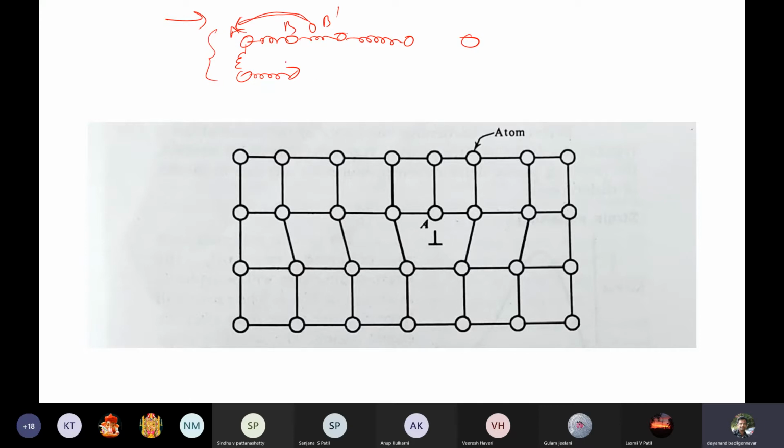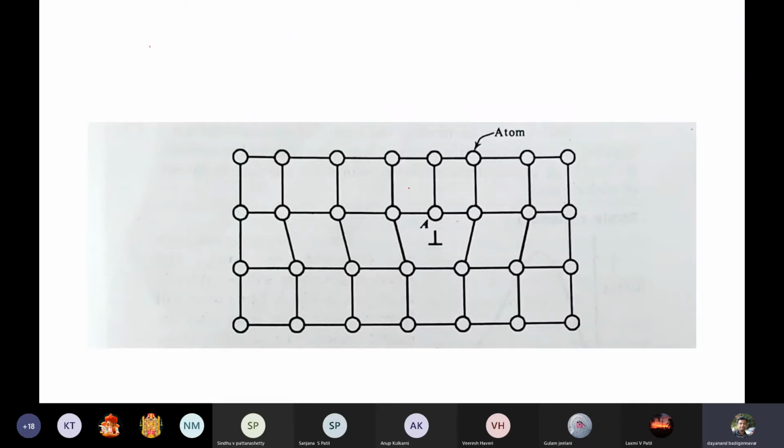When they are interacting with each other, they are producing a restoring force. So this restoring force is responsible for the elasticity. But for plasticity, what happens is the effect of this restoring force reduces. What happens? It becomes a different phenomenon.